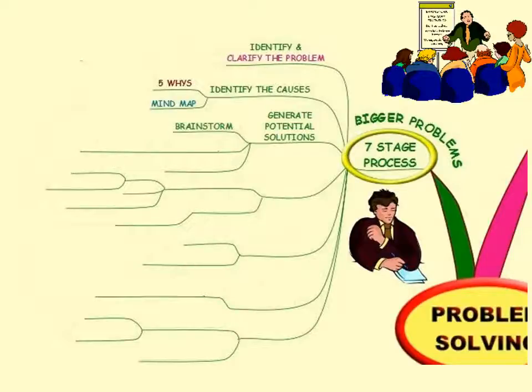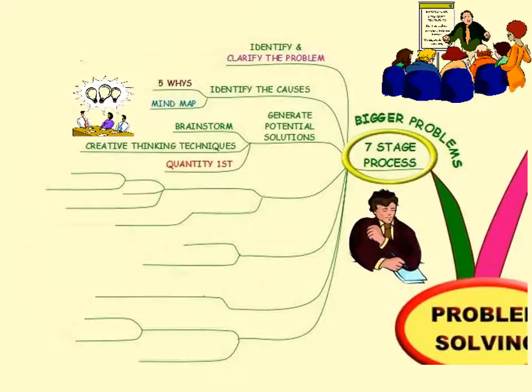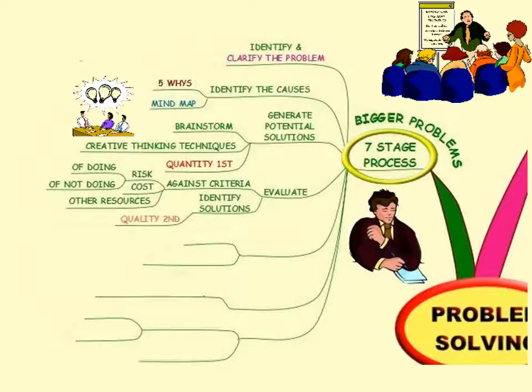The next stage is to generate potential solutions. This can be done by methods such as a brainstorm or through the use of creative thinking techniques. The idea here is that it's quantity first that we're looking for. Once you have this quantity, you can evaluate the potential solutions that you have against criteria such as risk, in terms of the risk of doing it or the risk of not doing it, also against criteria such as cost or other resources. What we're looking for is to identify the solutions that we want to use. So having gone for quantity first, we then look for quality second.